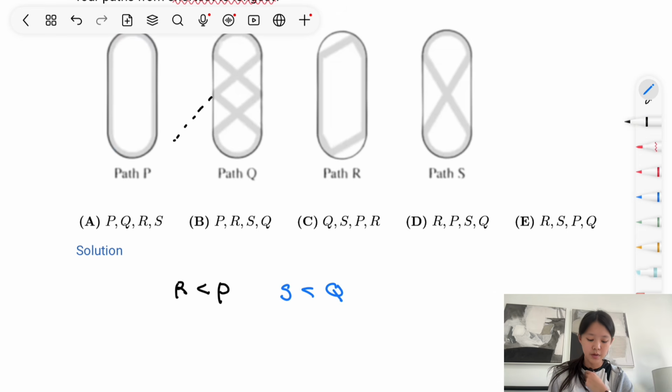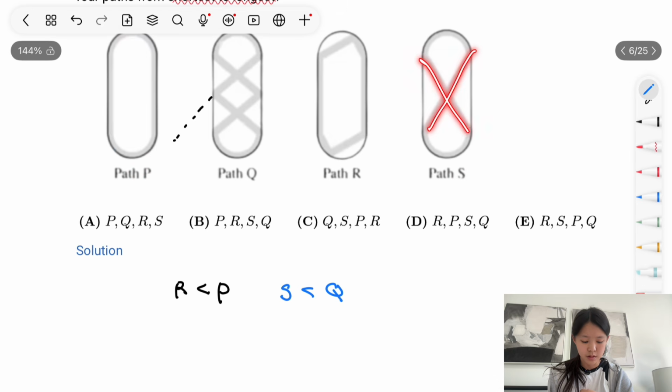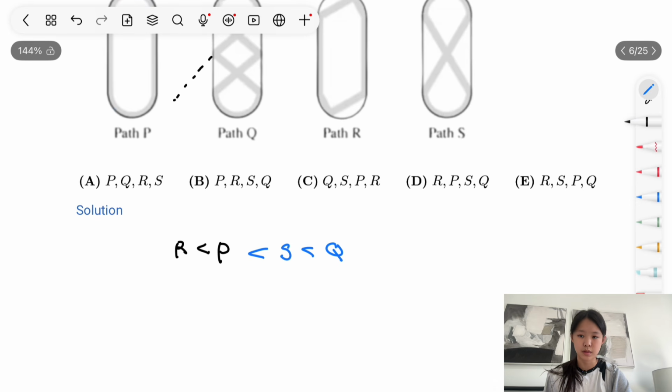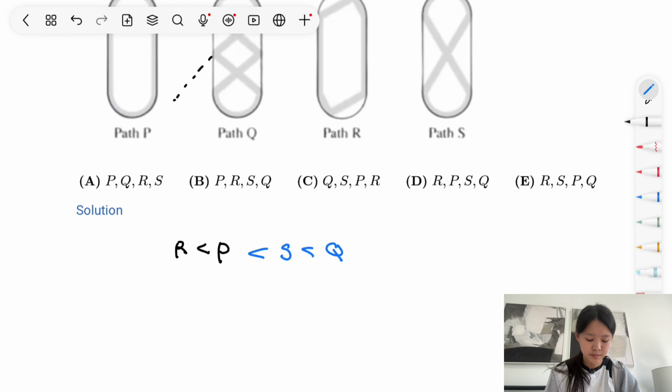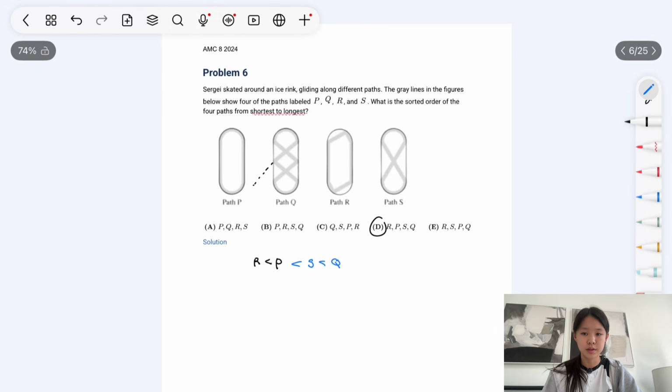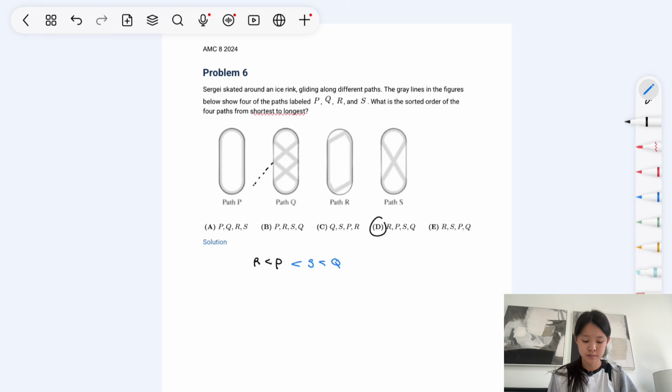So now we just have to compare P and S and see which one is longer and which one is shorter. So you have P here and you have S here. Now obviously we know diagonals are longer than straight lines, so we can put that as well. So this is the final answer, which is R, P, S, Q in the order of shortest to longest. So finally the answer we get is D. And this is purely just observation, and you don't actually need to calculate anything.